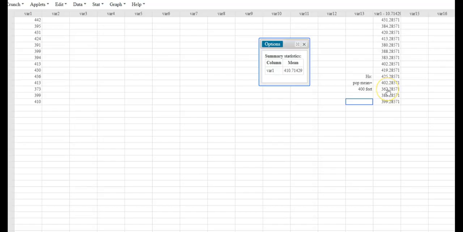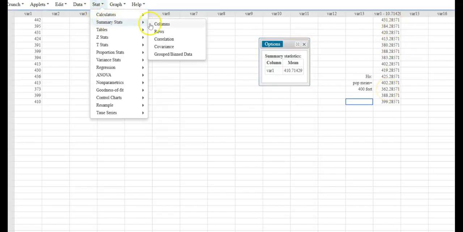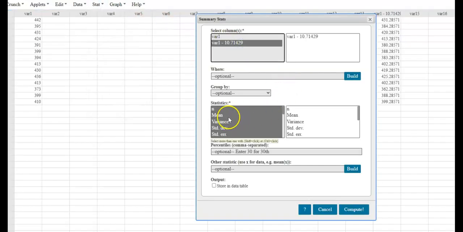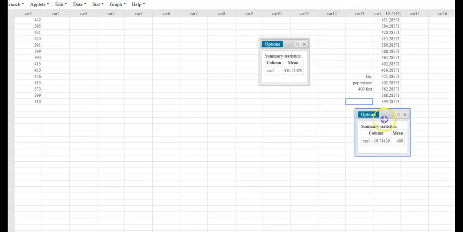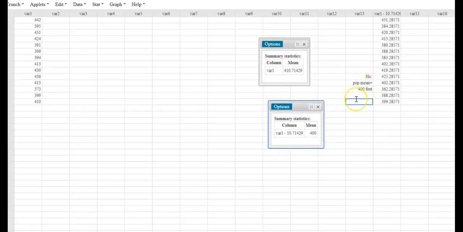So now what I can do is find the mean of this and make sure it's what I want, just to catch any errors. All right, and that matches what I want. Okay, so now I'm ready to do the bootstrapping and then figure out where my markers are going to go.